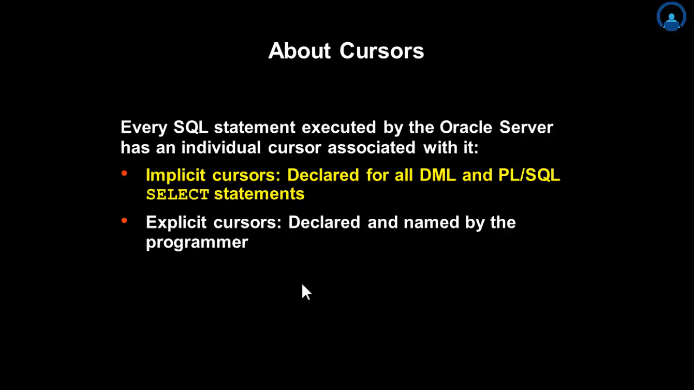Implicit cursors are declared by PL/SQL implicitly for all DML and PL/SQL select statements, including queries that return only one row. Explicit cursors are for queries that return more than one row. Explicit cursors are declared and named by the programmer and manipulated through specific statements in the block's executable action.